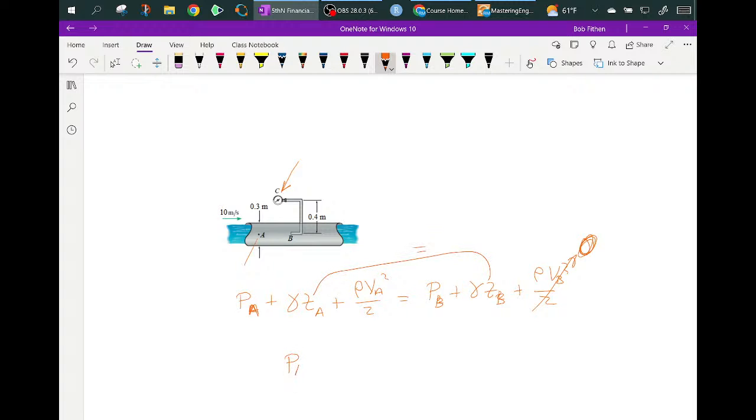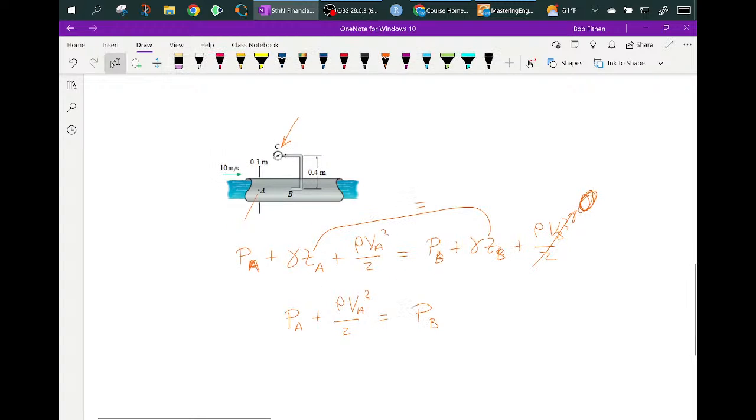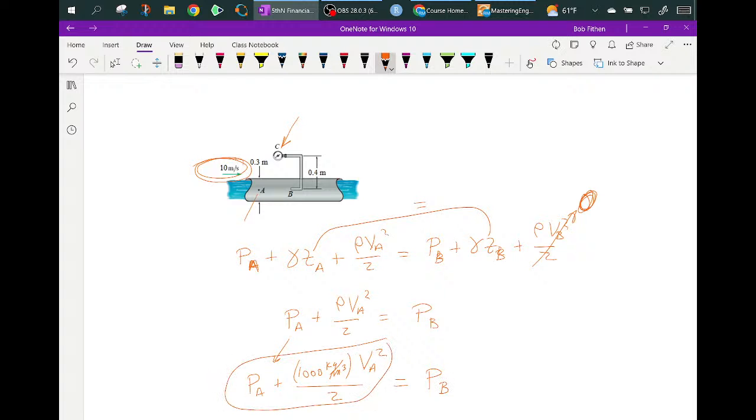So what you get is PA plus rho VA squared over 2 is equal to PB. So all you do is whatever he gave you for PA, you put that number in. This is water. So it's 1,000 kilograms per meter cubed for density. Velocity A, which in the picture, at least what I see, is 10, squared over 2 is equal to PB. So you simply add these all up, and that gives you your pressure at B. So it's just that simple.